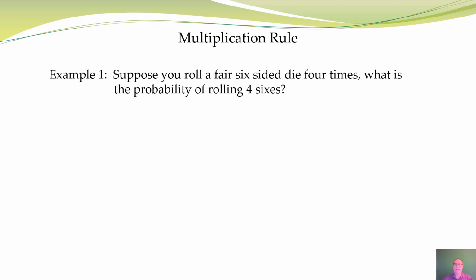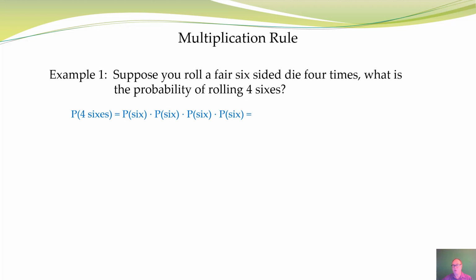So let's look at this. An example: suppose you roll a fair six-sided die 4 times. What is the probability of rolling 4 sixes? First, do you understand that each roll is independent? The first roll would not affect the second, would not affect the third, etc. So the rolls are independent. So we can use this rule for independent events.